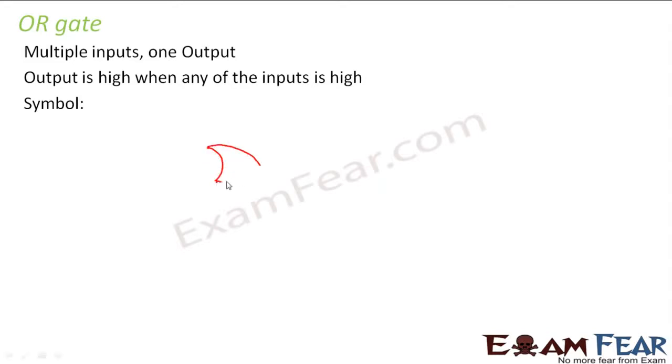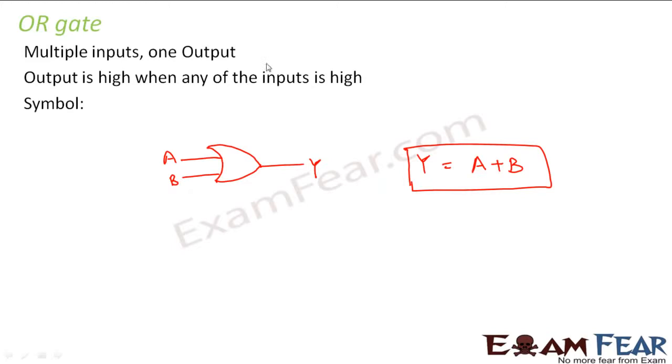So the OR gate will look like this. You have two inputs, let us say A and B, and you get output Y. So the logical relationship is Y is equal to A plus B. If you see, this relationship will satisfy this condition. So we will see that when we draw the truth table.